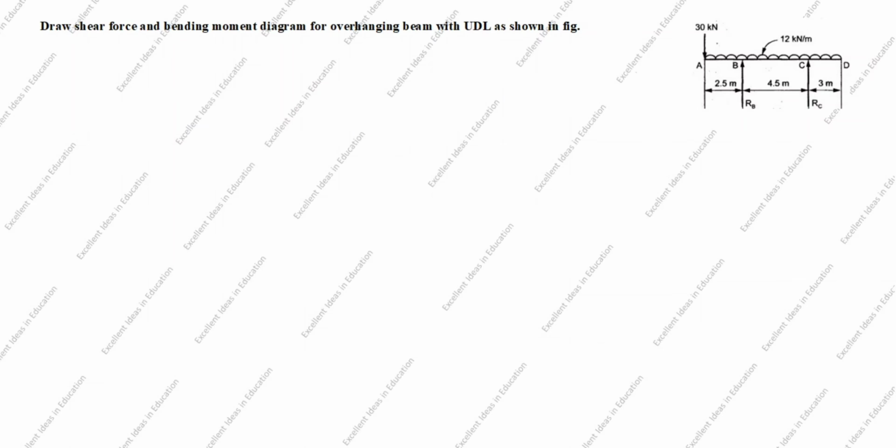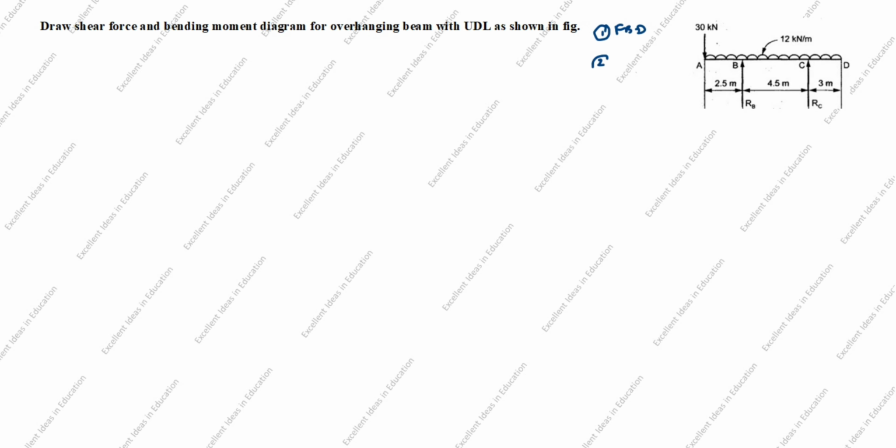Today we are going to draw the shear force and bending moment diagram for an overhanging beam with UDL as shown in the figure. You see this drawing, three forces are given, one UDL load is given, B and C are the overhanging beam. In this, first we will draw the free body diagram of the given support.